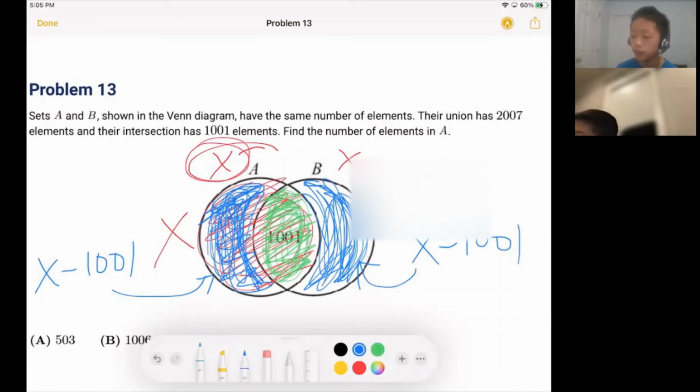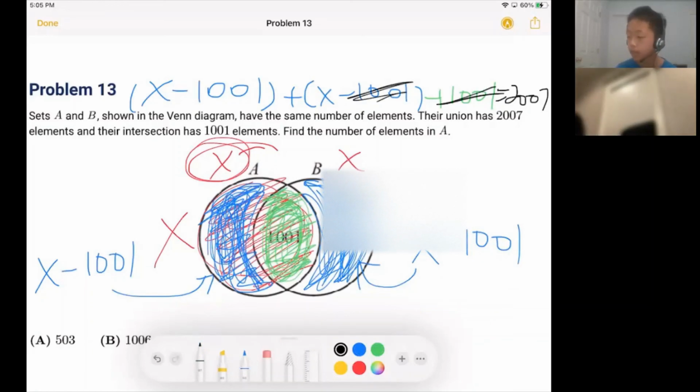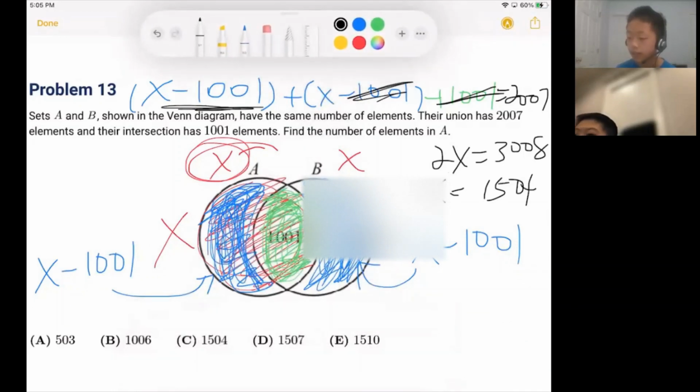So we have two of these blue regions. So X minus 1001 plus X minus 1001 plus the green region, which is plus 1001, has to equal 2007, which is the union. If we solve for X, some of the 1001s will cancel, and we get 2X is equal to 3008 if we add this 1001 to the other side. So if we divide by 2, we get X is 1504. And that would correspond to answer choice C, and we would be done.